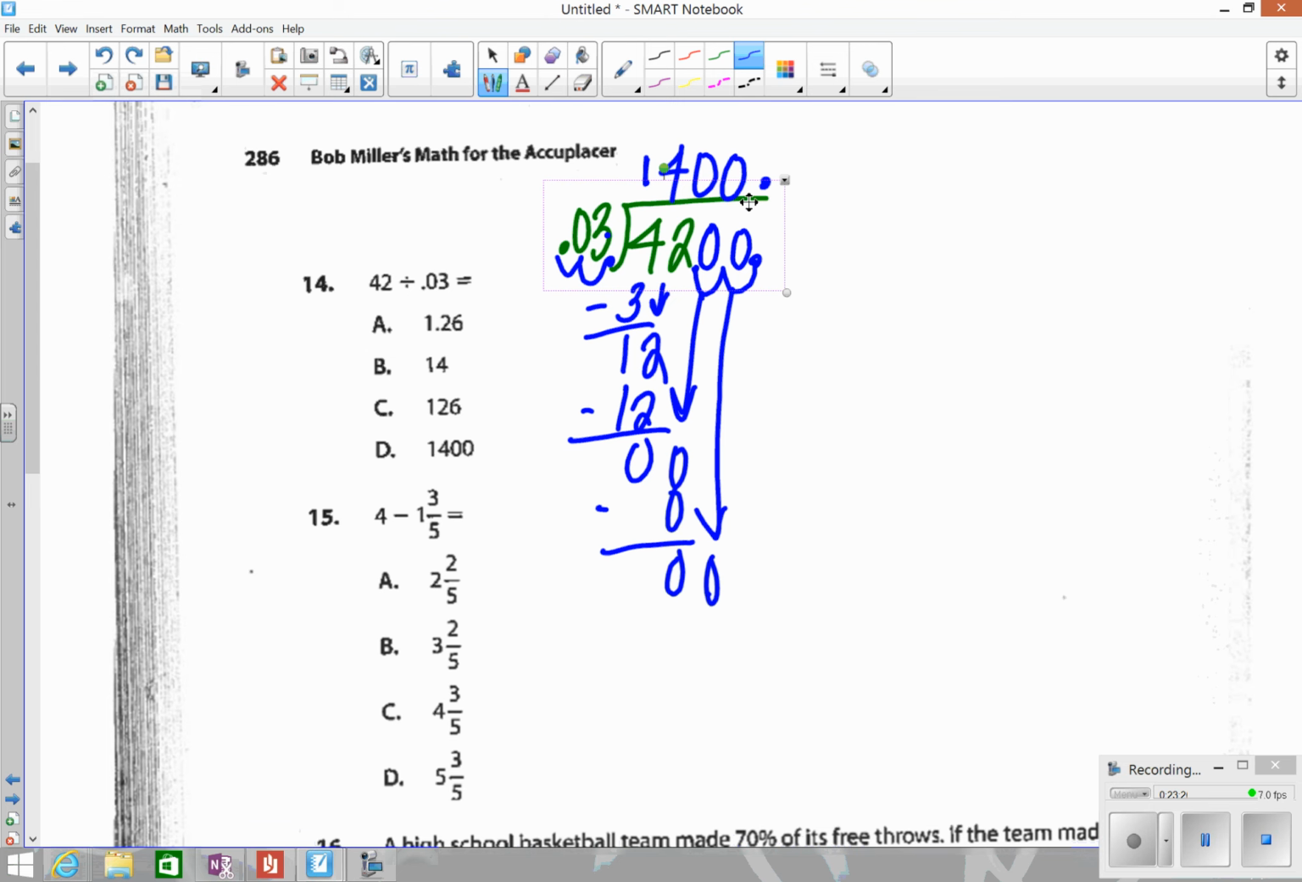0 times. And now I can stop because I've gotten to the decimal point, so I've filled in every position on the left of the decimal. On the right of the decimal, I don't need to keep doing because it's just going to be 0.0000. So my answer to this question would be 1400.